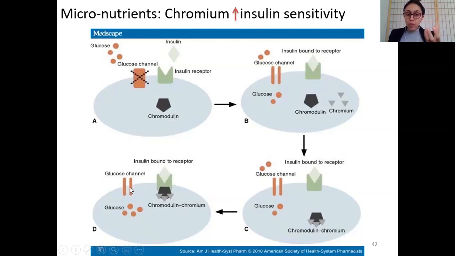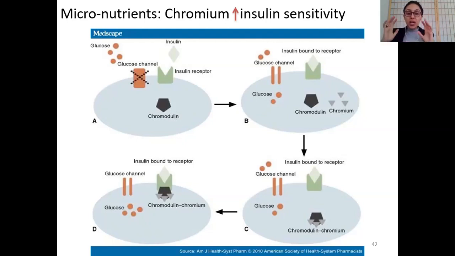Now these channels will be open for a longer time, sufficient time for the required amount of glucose to be taken up from the blood into the cells. Basically, this is the role of chromium. It creates a stronger complex between the insulin and insulin receptor, and for a longer time as needed by the cell.